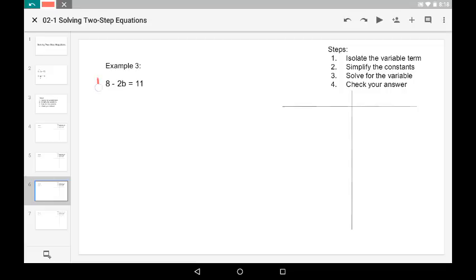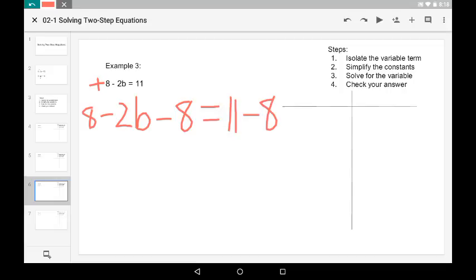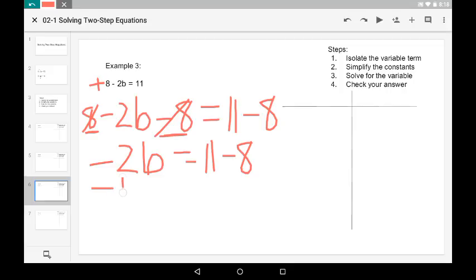8 was positive, so we're supposed to subtract 8 from both sides. So we have 8 minus 2b minus 8 equals 11 minus 8. Okay, so we're adding 8 here, subtracting it here. So all we're left with on this side is negative 2b equals 11 minus 8. So I'm going to simplify that.